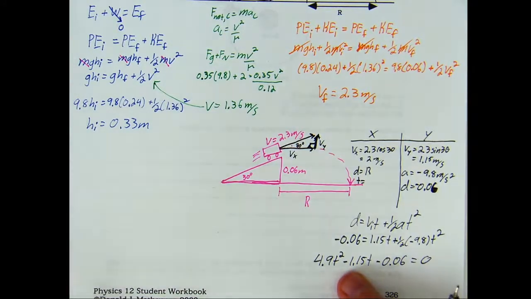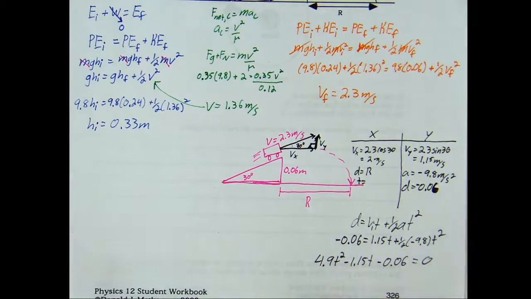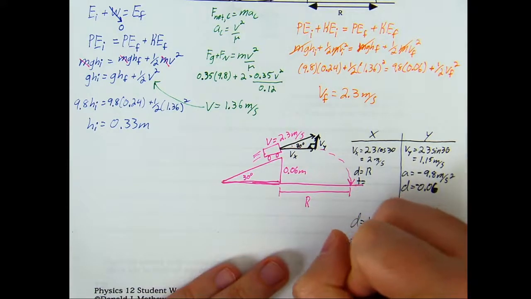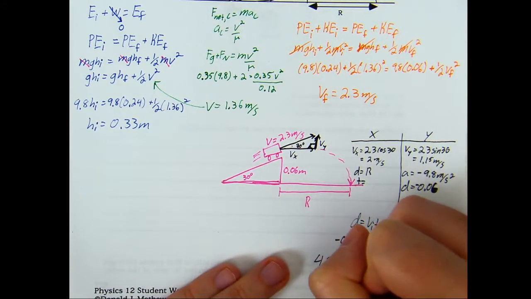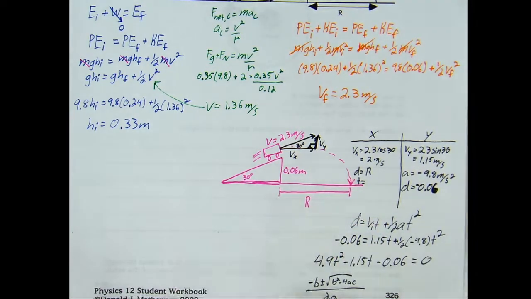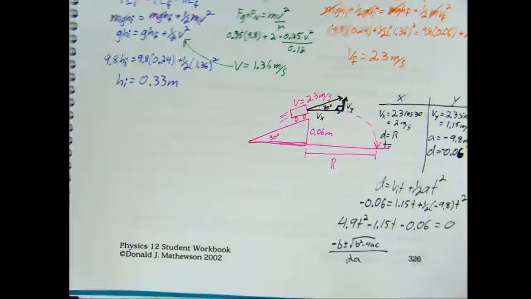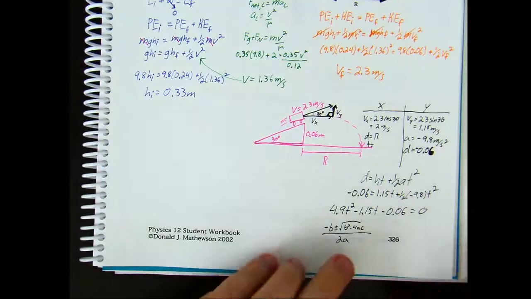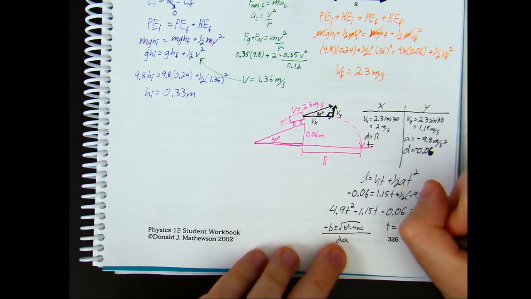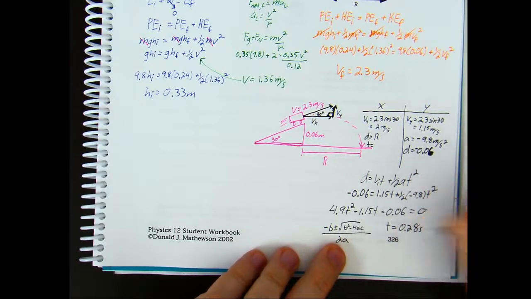Quadratic formula, you saw on your formula sheet, negative b plus or minus the square root of b squared minus 4ac all over 2a. If you don't remember that, go back and take a look at it. We're going to solve, I'll put it in here, negative b plus or minus square root of b squared minus 4ac all over 2a. This is going to give you a positive and a negative solution. What you should take here is the positive one, and you're going to find that t equals 0.28 seconds.